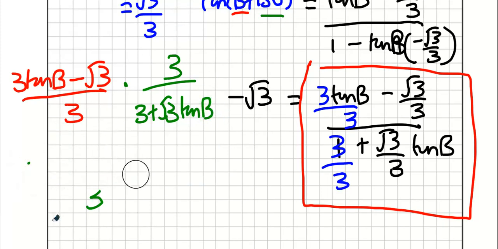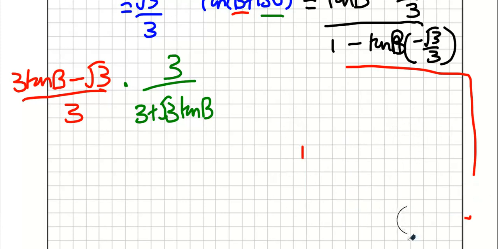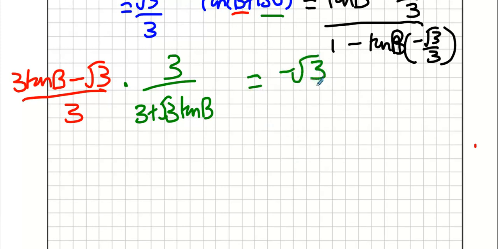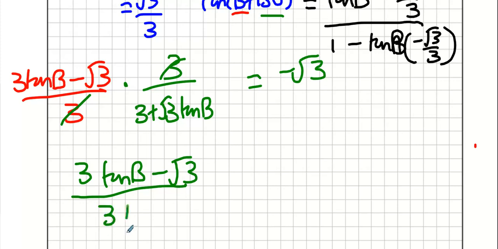Okay, now, all of this I've just done, I'm just going to get rid of all that, just for the sake of space. Don't do that on the test. And we know this all equals minus root 3. Okay, the 3's cancel. And what I'm going to be left with on top is 3 tan B minus root 3. And on the bottom, I'm going to have 3 plus root 3 tan B. And that equals minus root 3.